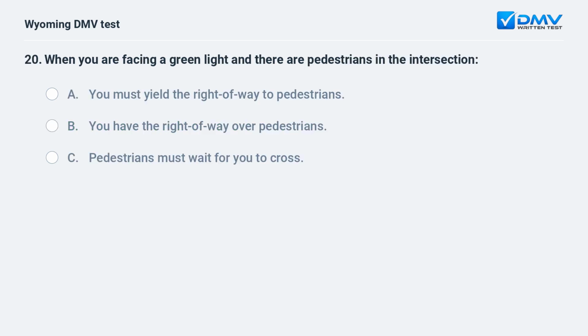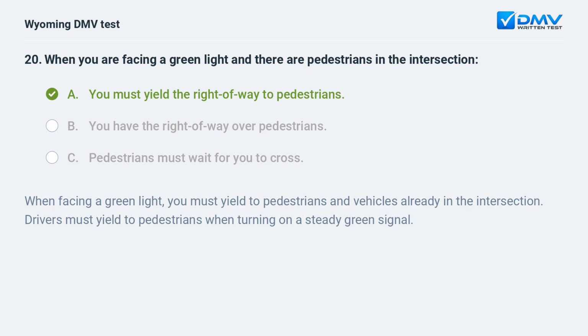When you are facing a green light and there are pedestrians in the intersection. A. You must yield the right of way to pedestrians. B. You have the right of way over pedestrians. C. Pedestrians must wait for you to cross.